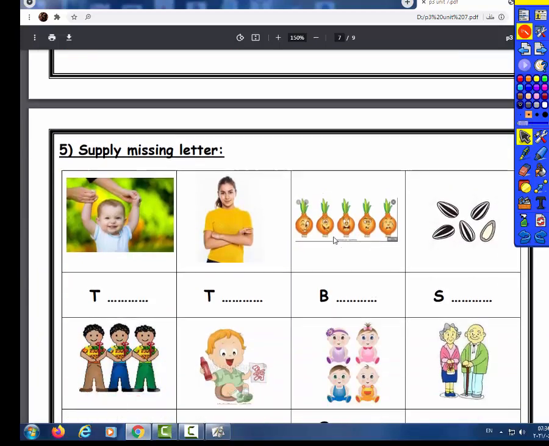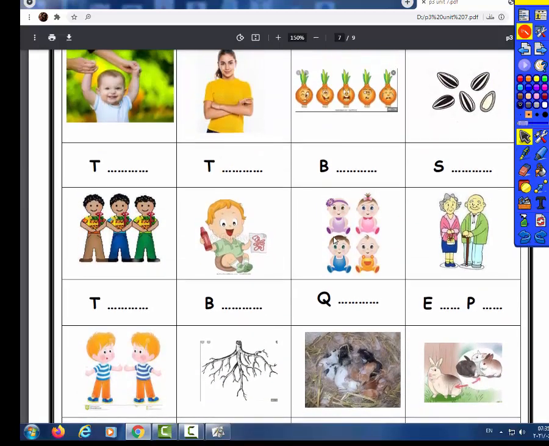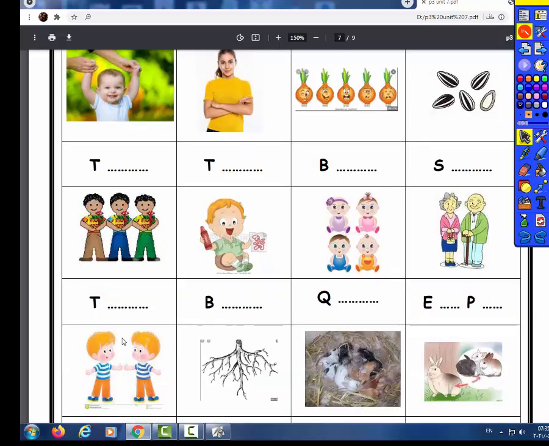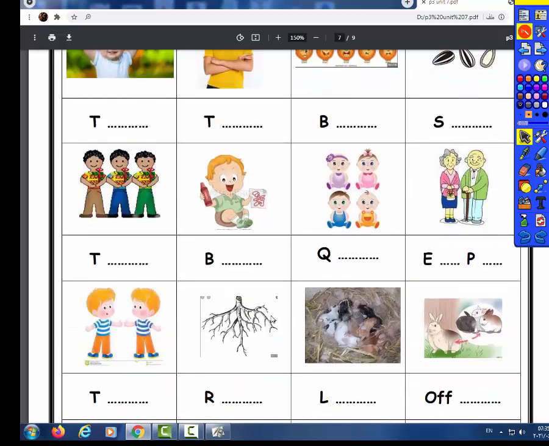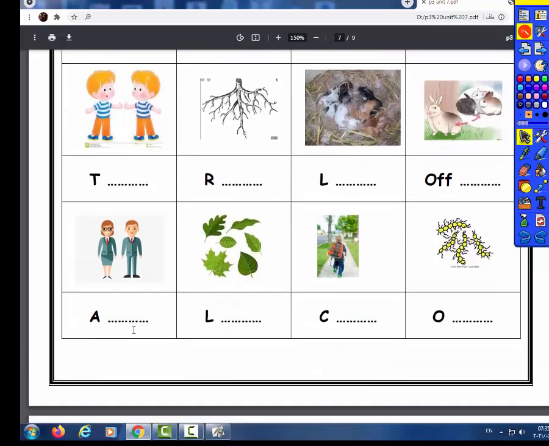And at last, supply missing letters. I think you have to memorize these words. This is toddler, teenager, bulbs, seeds, triplets, baby, quadruplets, elderly person, what else? Twins, roots, litter, offspring, what else? Adult, leaves, child, organisms.